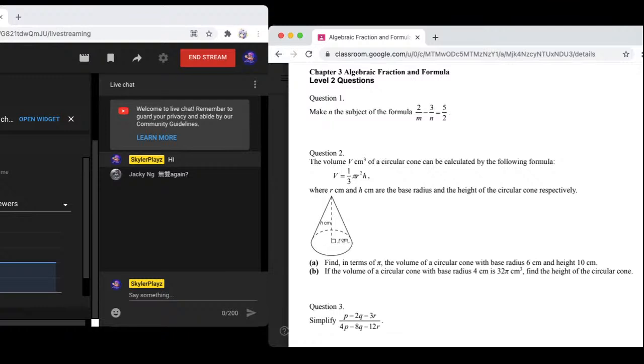Question 23. Factorization question. 3 minus 2q minus 3r divided by 4p minus 8q minus 12r. No change for the top, and then the bottom common factor 4. And then cancel out the whole part, only 1/4. We're done.